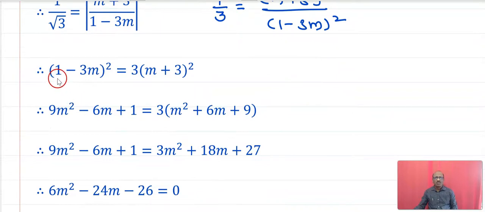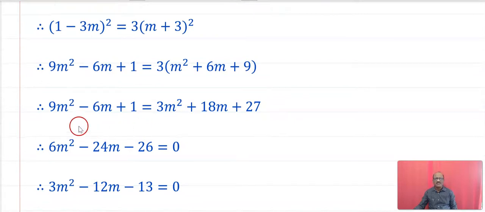Now expand (1 minus 3M) bracket square: the first is the square term, 9M square minus 6M plus 1, and next the expansion of (M plus 3) bracket square, then you will get M square plus 6M plus 9. Again the product with the 3, that is 3M square plus 18M plus 27. And if you simplify this, then you will get 6M square minus 24M minus 26, and that's equal to 0.